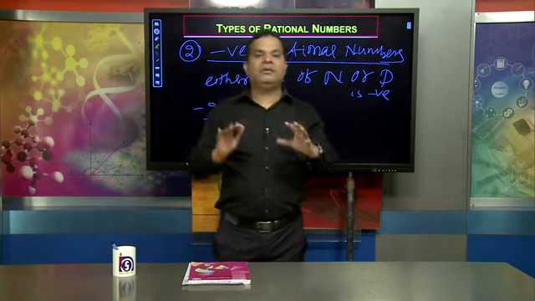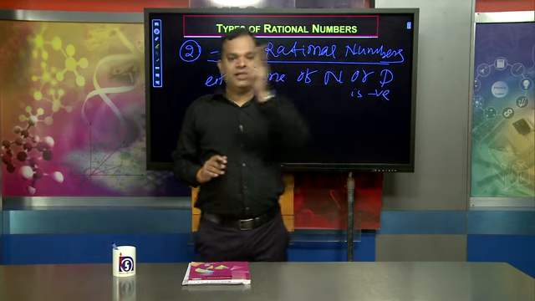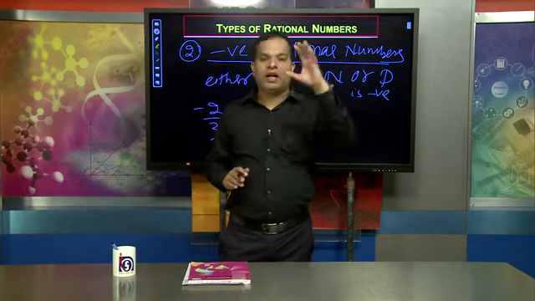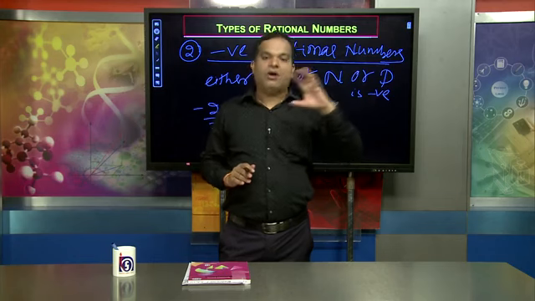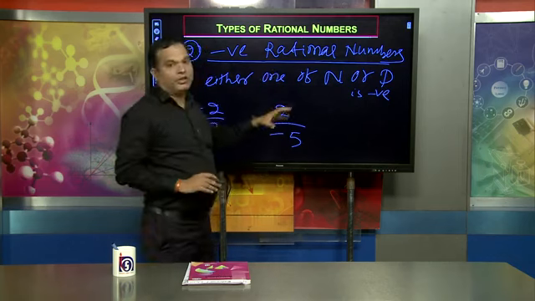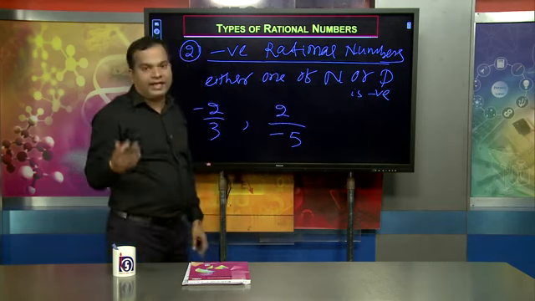Dear learners, very simply, rational numbers are of two types. One is positive rational number, another is negative rational number. In a positive rational number, both numerator and denominator are either positive or negative. But in a negative rational number, only one of the numerator or denominator is negative. That is the basic difference between positive and negative rational numbers.